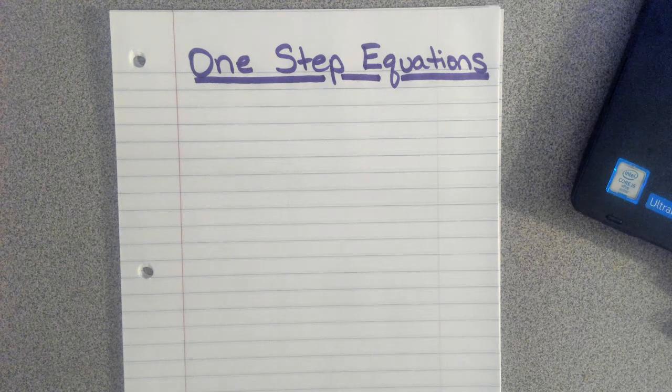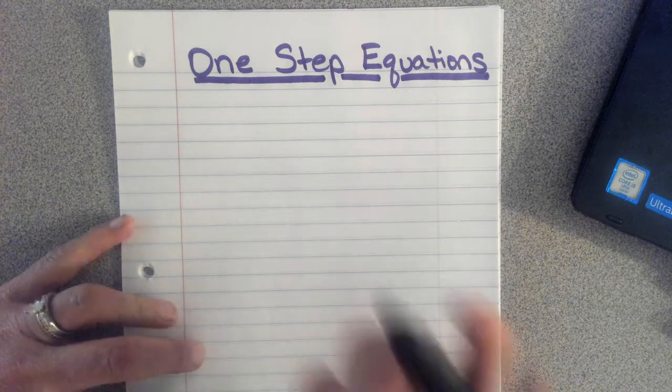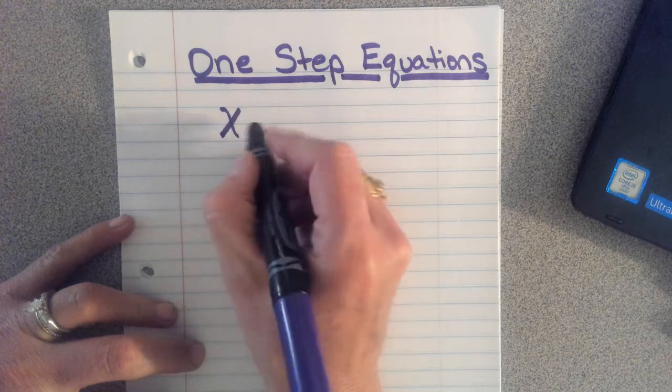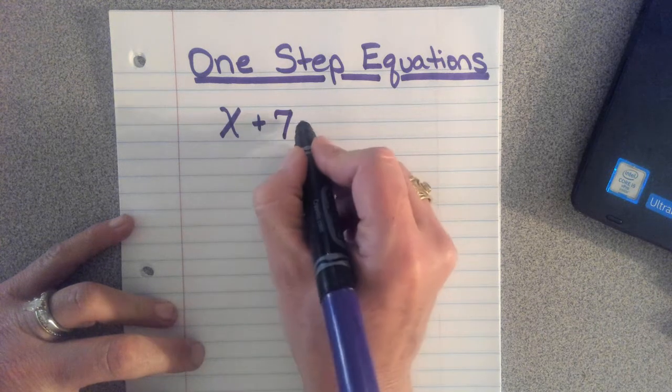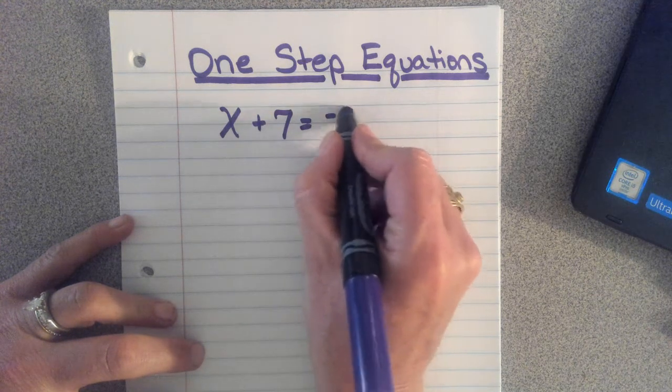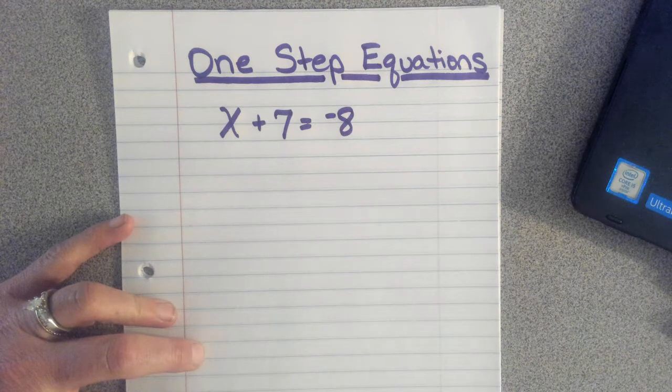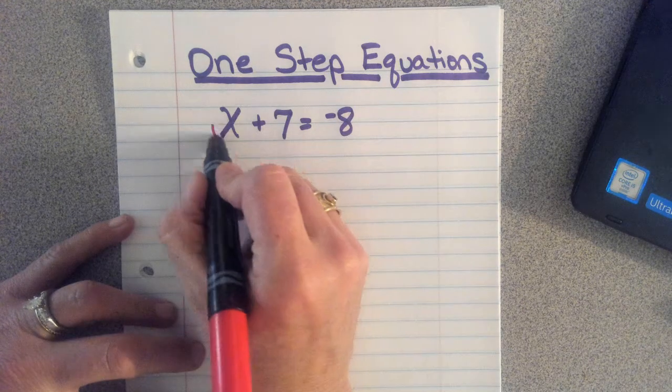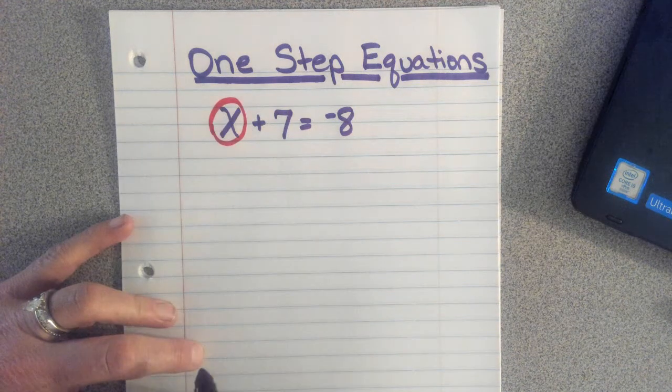Now this will not cover every single scenario you'll ever see, but it gives you an idea of the basics. We're going to start with finding out what x equals given addition. So let's say I've got x plus 7 and it's going to equal negative 8. Now the whole purpose of algebra is to find out what the x equals. So we want to get this x by itself.